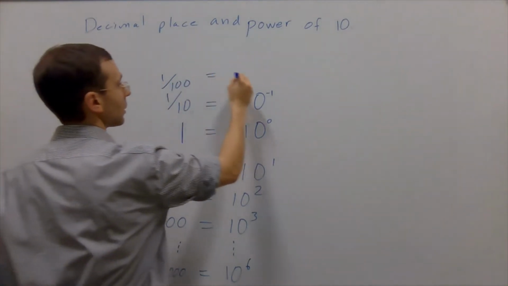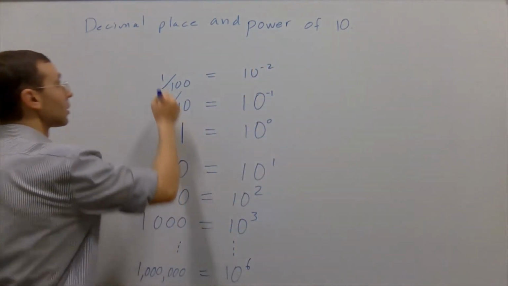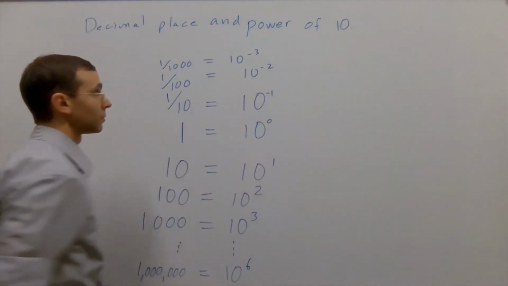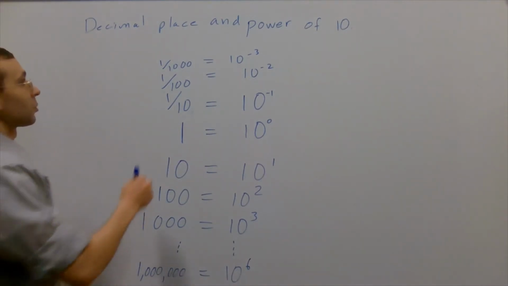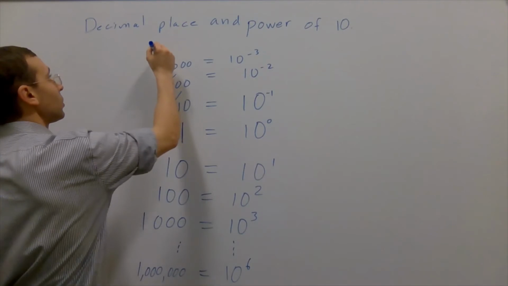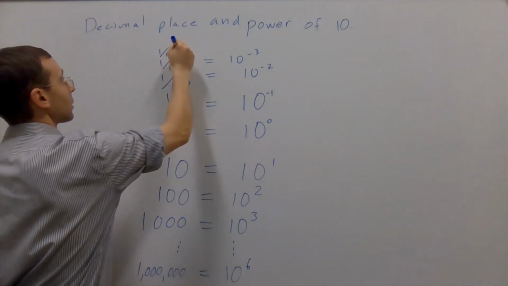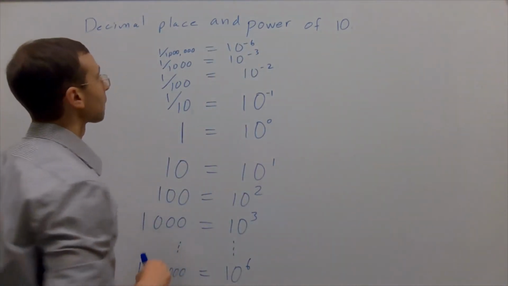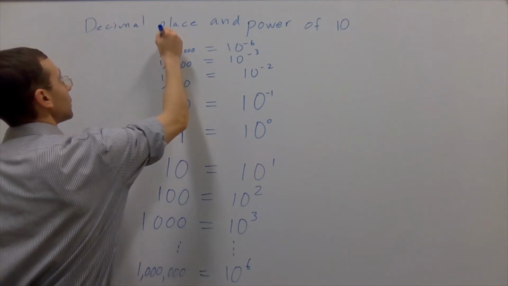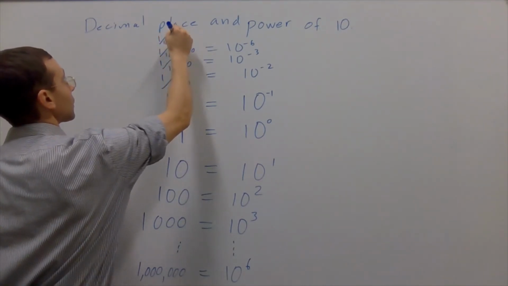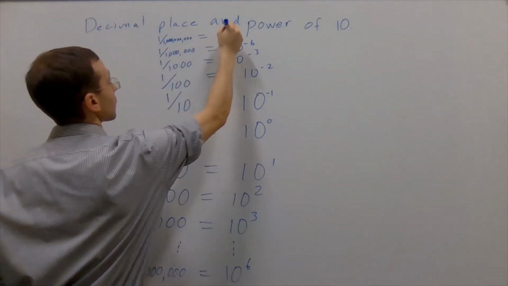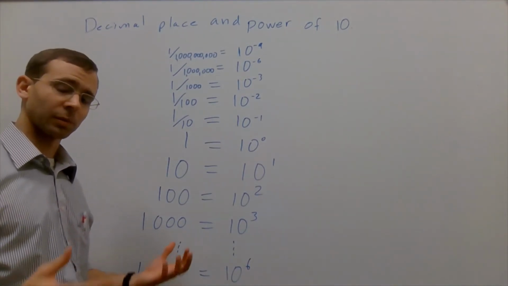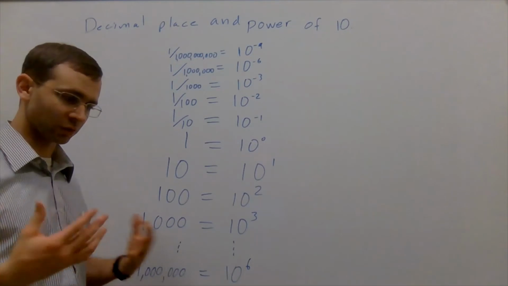1/100th is 10 to the negative second. 1/1000th is 10 to the negative third. Some important ones that we like to use frequently are 1/1,000,000th. That's 10 to the negative sixth. Which is important for understanding the metric system as well as for thinking in terms of scientific notation.